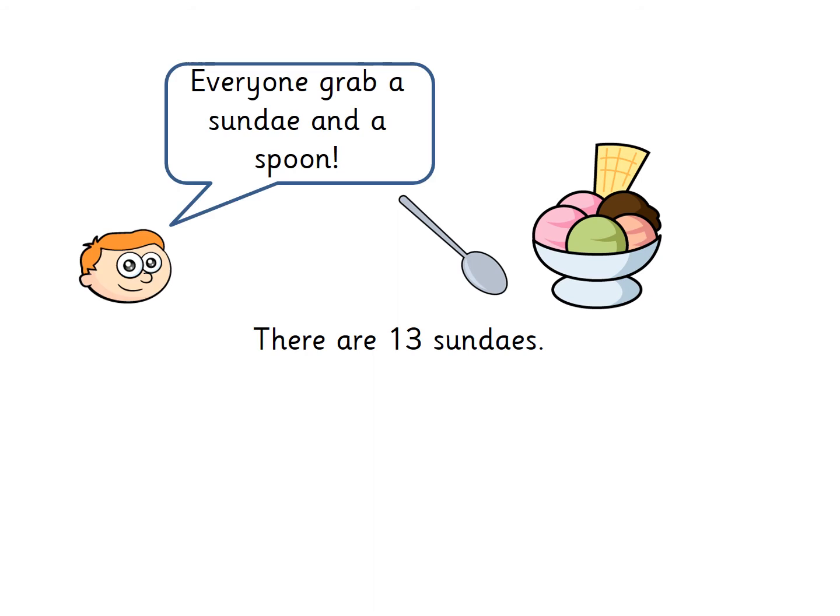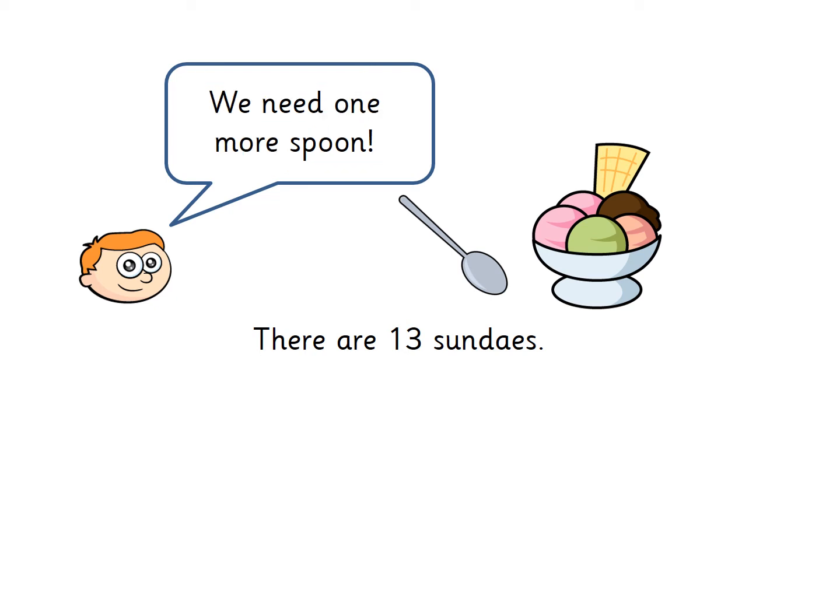Right, we've got a problem here. Everyone grab a sundae and a spoon. Ron is saying that there are 13 sundaes. We can't see them all there, but you've just got to imagine that bowl of ice cream is called a sundae. There are 13 of those sundaes, but Ron says we need 1 more spoon. We're missing a spoon. So we've got 13 sundaes, but we've got 1 less spoon.